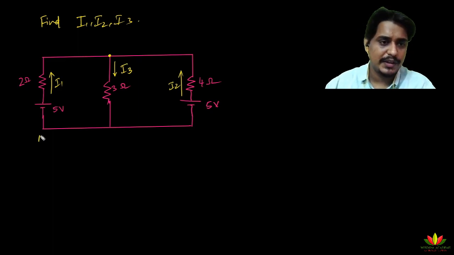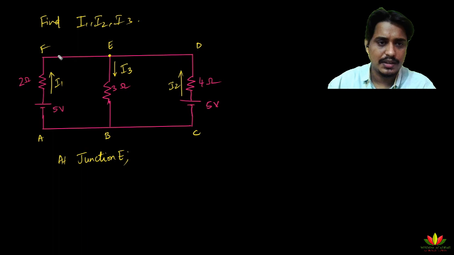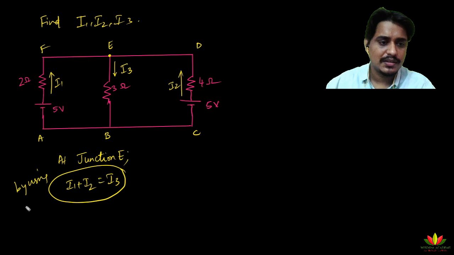If I name the points, let me name them as A, B, C, D, E and F. Take junction E. At junction E, what is the incoming current? I1 plus I2, that is equal to I3. So I got one equation. This is by using Kirchhoff's current law. Now I will use the loop law.